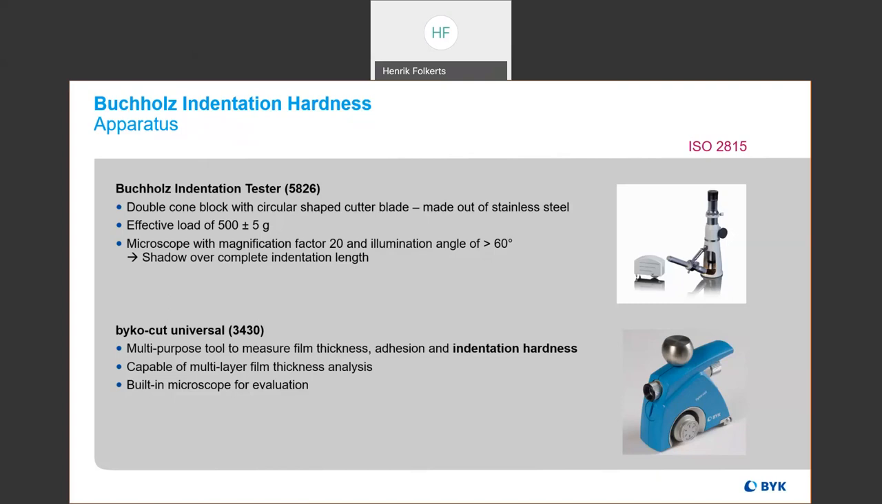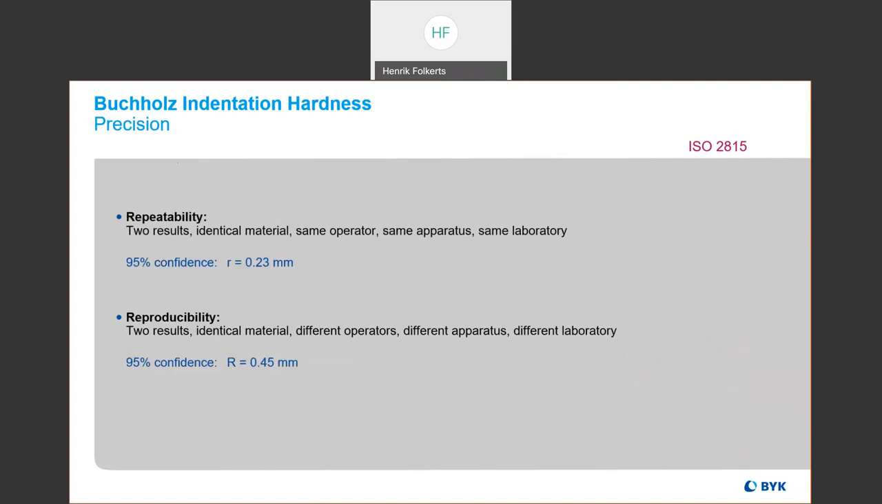What about the test precision? The precision and bias statements give you a guideline. First, repeatability means two results, same material, same operators, same instrument, and same laboratory with a 95% confidence. ISO says the absolute difference should not be greater than 0.23 millimeters. Second, reproducibility means, again, same material, but different operators, different instrument, different laboratories. Now the confidence is 0.45 millimeters. So you see that it is also important to realize how repeatable and reproducible the test results are.